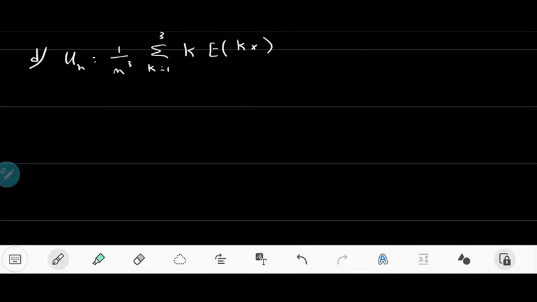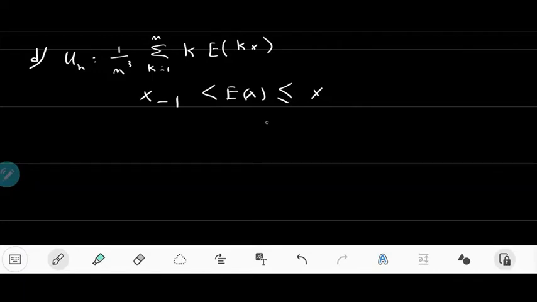Now for the last example, we have un equal to 1 over n cubed times the sum for k going from 1 to n of k e of kx. Okay, so we need to find an upper bound and a lower bound to this thing. Of course, we know already that e of x is bounded by x from the right side and by x minus 1 from the left side. Of course, it can be equal to x if x is an integer.